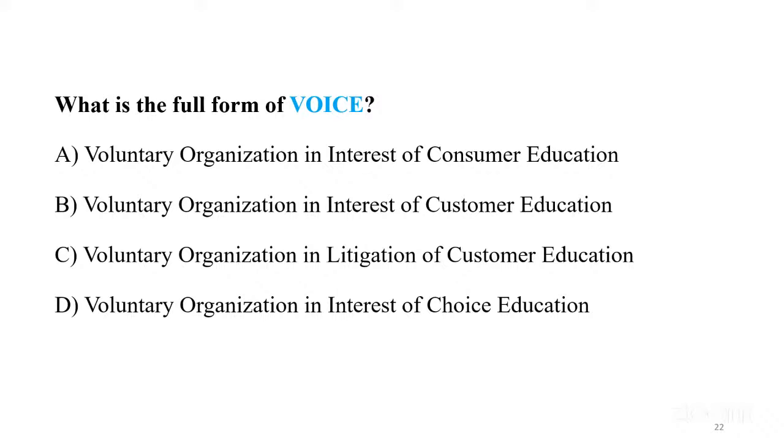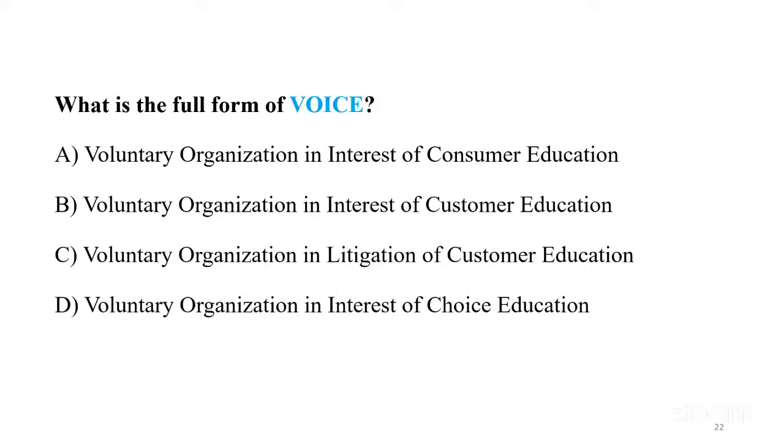The given options are: A, voluntary organization in interest of consumer education; B, voluntary organization in interest of customer education; C, voluntary organization in litigation of customer education; and D, voluntary organization in interest of choice education.